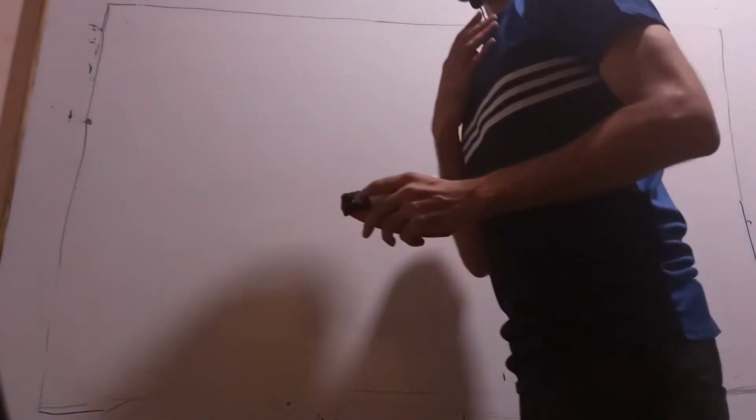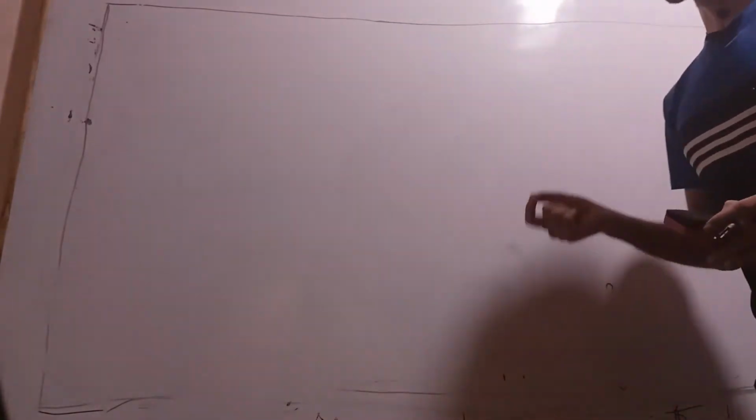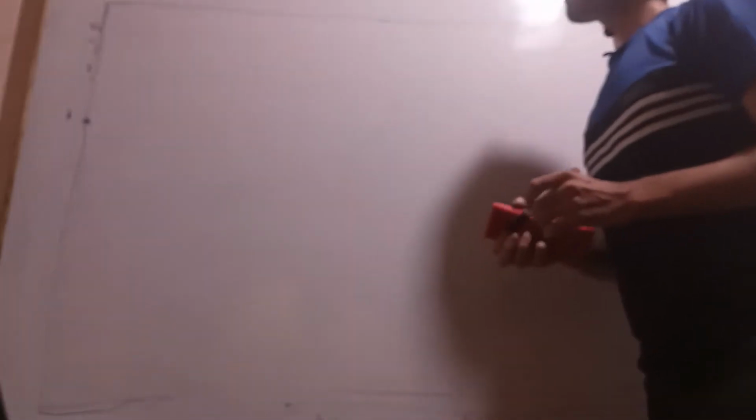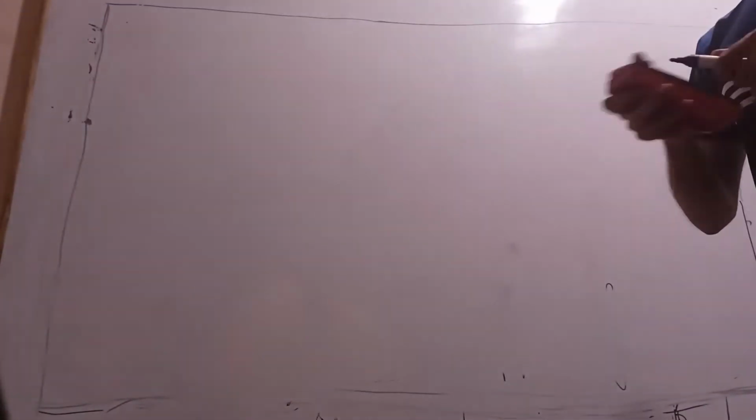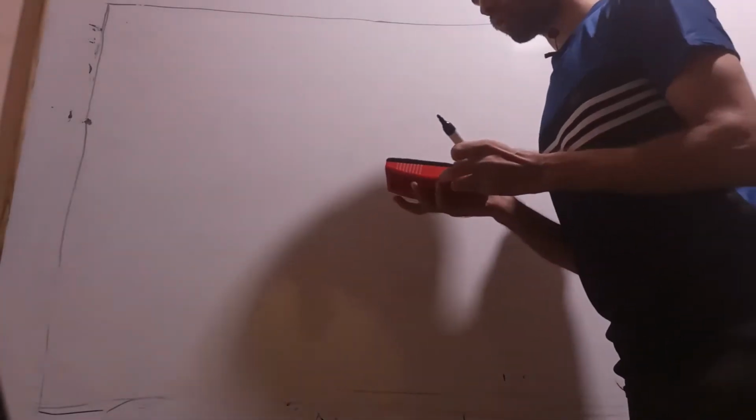Today we are going to see intrinsic carrier concentration. In the last class we have seen the thermal equilibrium concentration of electron and hole in semiconductor. Today we are going to see intrinsic carrier concentration of electron and hole.